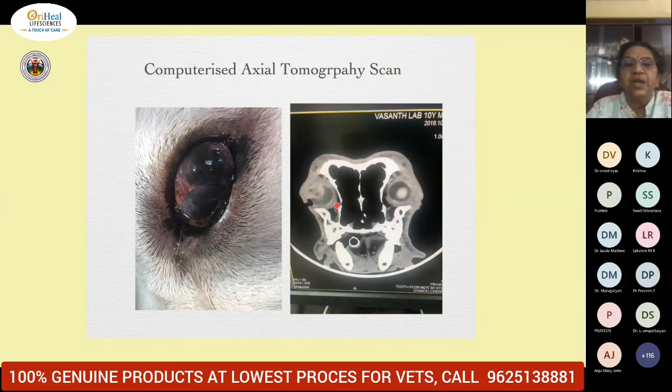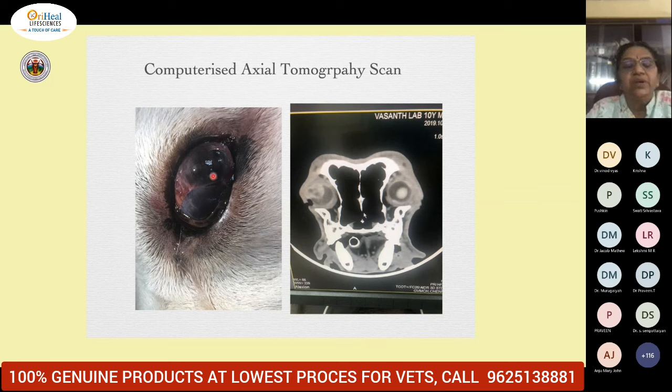Now this is computerized axial tomography, a high-end diagnostic method available to study the eye. Though CT is not the actual highest diagnostic test for the eye, it is MRI, at least with CT also you will be able to study. This case was brought to us with lens luxation. We treated the lens luxation some 2 years before, and after 2 years the dog was doing very fine. It was then brought with a tumor mass inside the eye. In fact, that was the reason for the luxation of the lens.